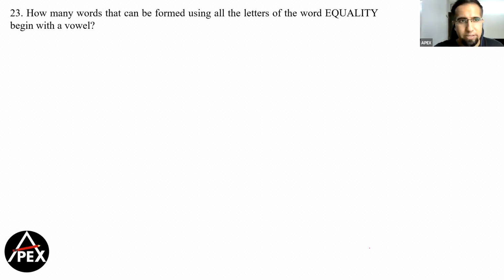Yes, guys. So let's look at this session of permutations and combinations. Now, this question says how many words can be formed such that the words begin with a vowel. So if I look at my vowels here, E, U, A, and I are the vowels. Q, L, and T, Y are the consonants. So the words have to begin with a vowel.